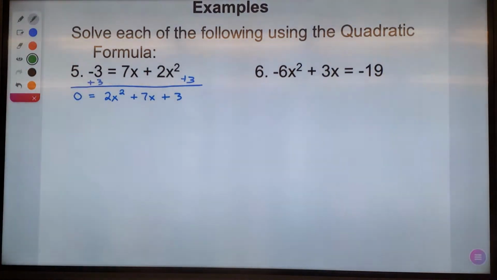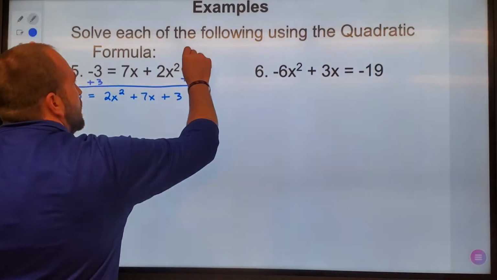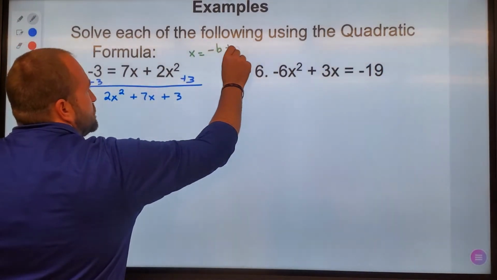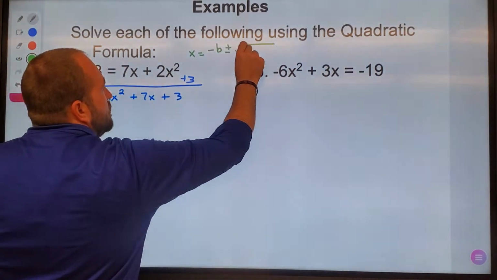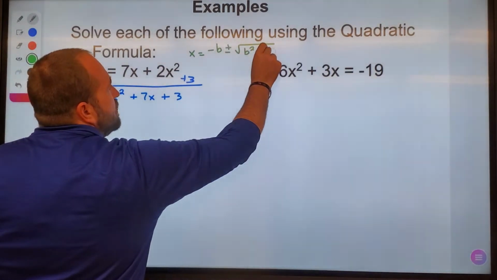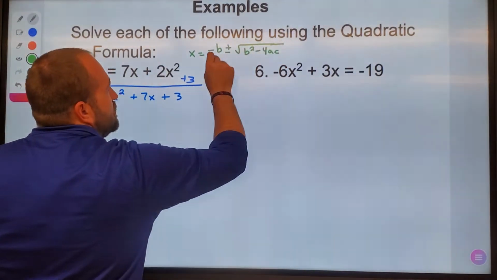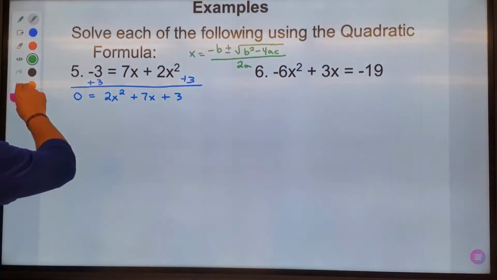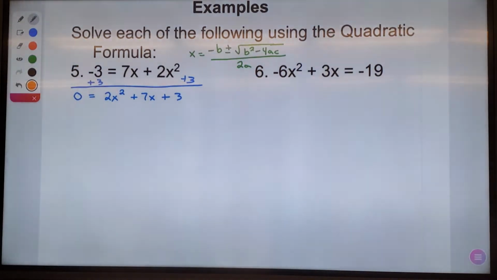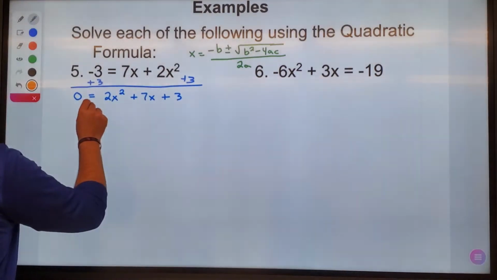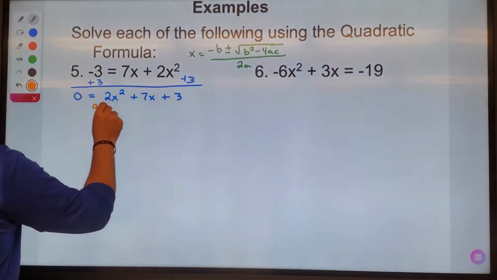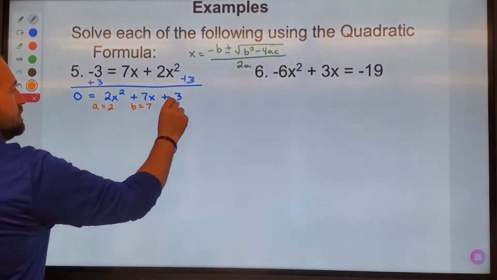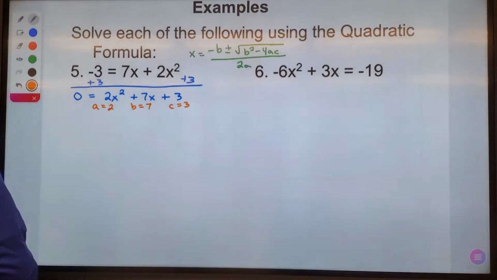Again, let's write the quadratic formula in the middle of the page here so I can utilize it for both. The opposite of b, plus or minus the square root, b squared minus 4ac, all over 2a. Here I can identify my values of a, b, and c. A is 2, b is 7, c is 3.